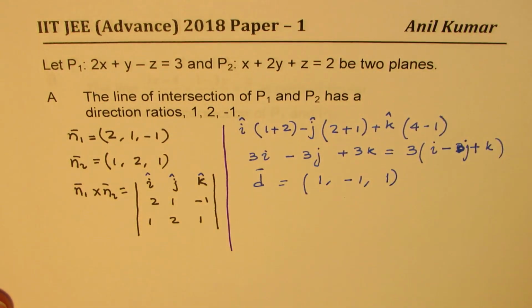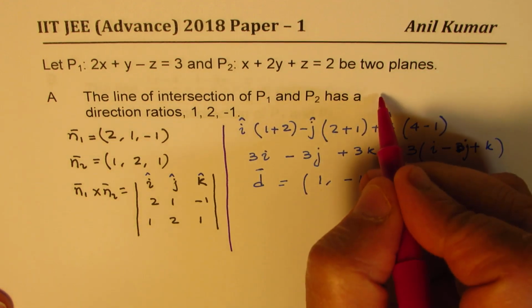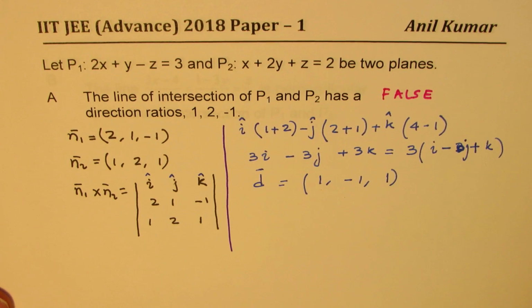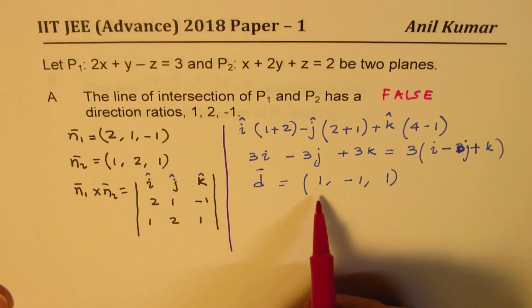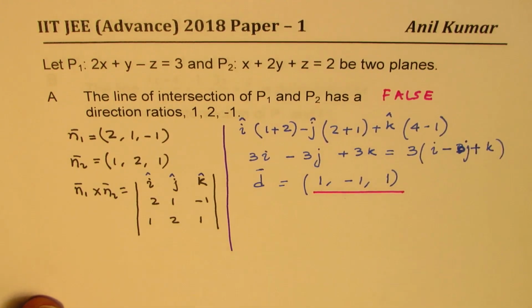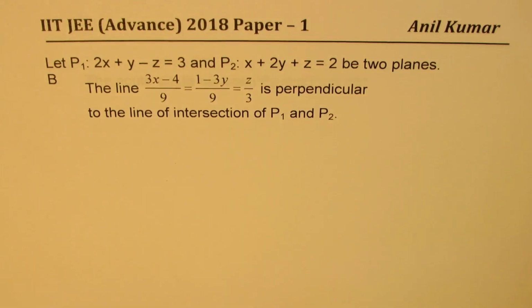So this statement is false. In our answer, we are looking for true answers, right? So that is not one of our answers. However, this is a very important conclusion, 1, minus 1, 1, which we are going to use in the rest of the questions, correct? So let's move on to part B.